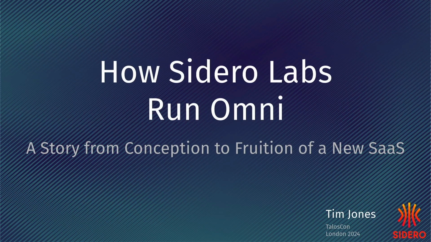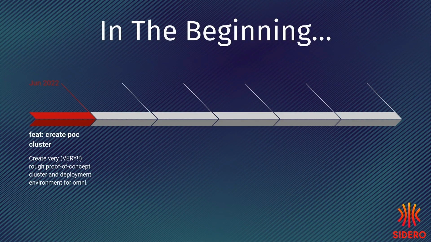So it started way back in, what was it, June 2022, and this is my actual Git commit message when I was doing this. As you can see there, it's a very, very rough proof of concept cluster that I created. It was a single bare metal node that I hand rolled myself with Talos. At Sidero Labs, we dog food all of our own products. We run Talos on all of our clusters, and we manage those clusters now with Omni.